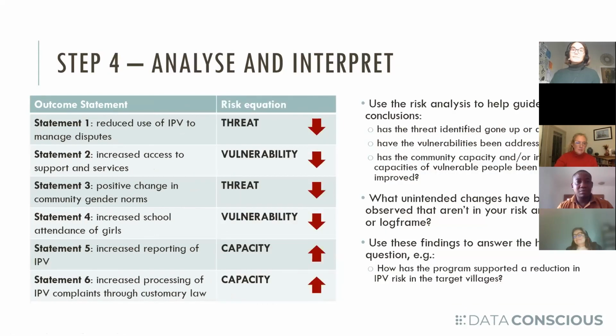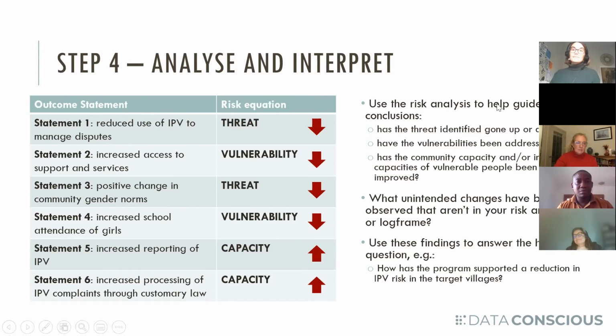Step 4 is to analyze and interpret the statements that you've now got. So you should have some pretty solid statements, number 1 to 6. You think you've got something that you can stand on, something that's quite credible. You need to understand how you are going to use these statements to answer your question. So there's a couple of steps there.